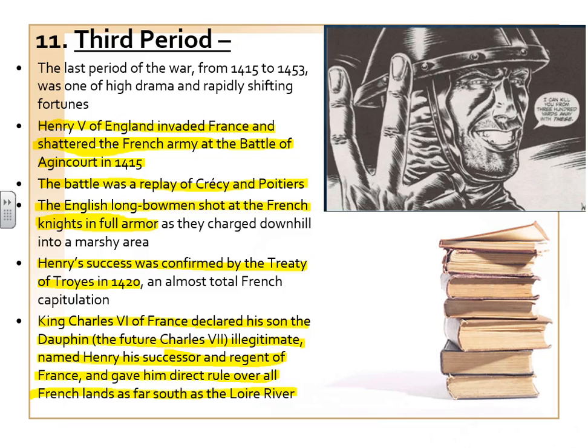So by this point in time, there is a new king in England, and his name is Henry V. Henry the V. And the battle that I want to talk about is the Battle of Agincourt, and that takes place in 1415. It is very similar to the Battle of Crécy in that the English longbowmen are the reason why the English are successful.